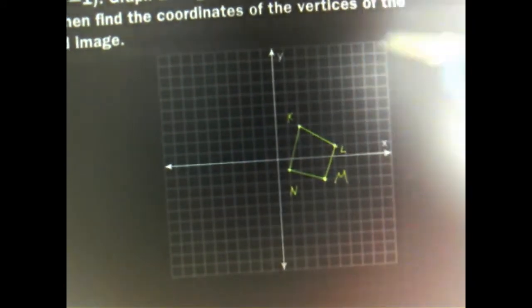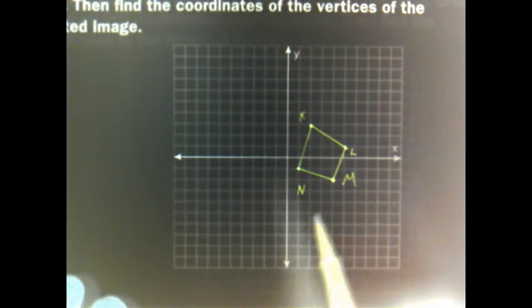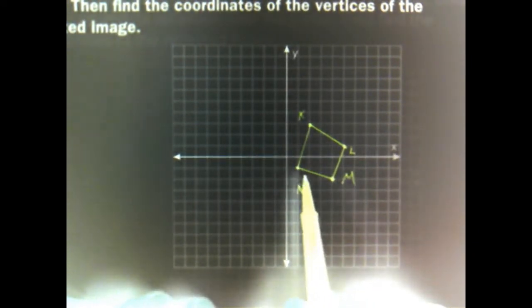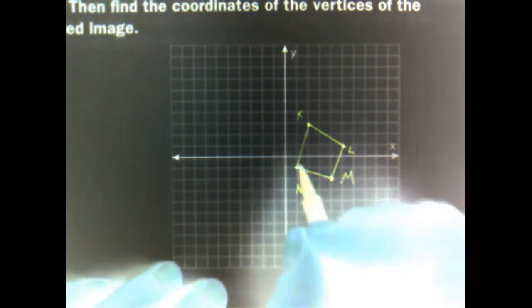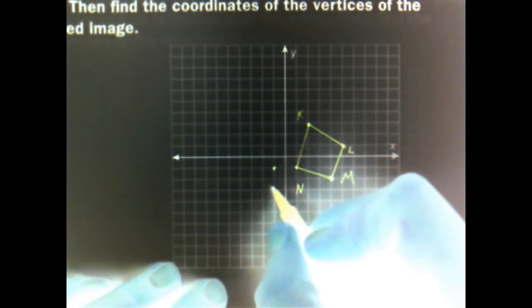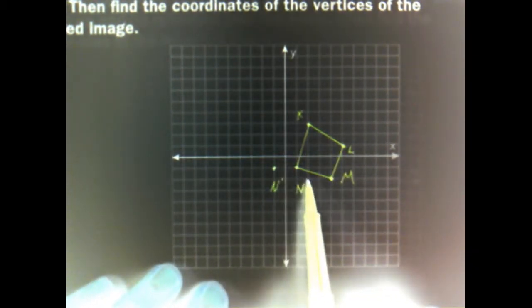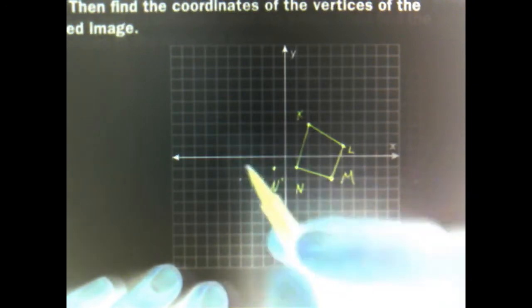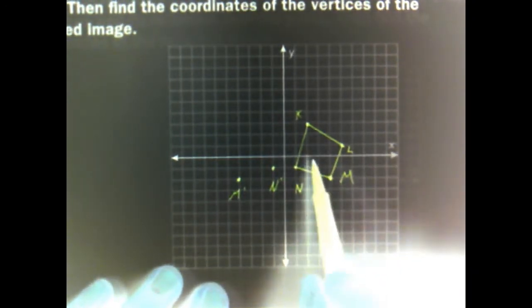Now I need to reflect that over the y-axis. So the y-axis is my line of reflection. I can take them one point at a time here. N is 1 unit away to the right, so N prime would be 1 unit to the left. M is 1, 2, 3, 4 units away. So over here I'll go 4 units, 1, 2, 3, 4, and put a point. That'll be M prime.